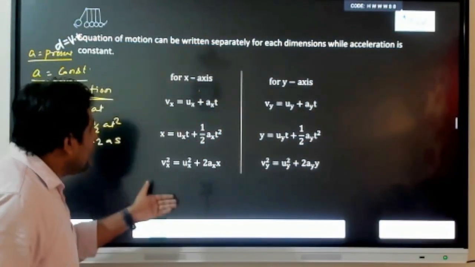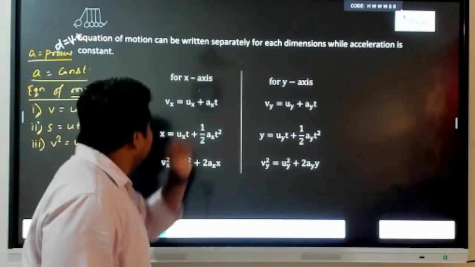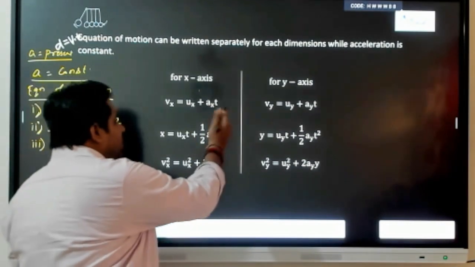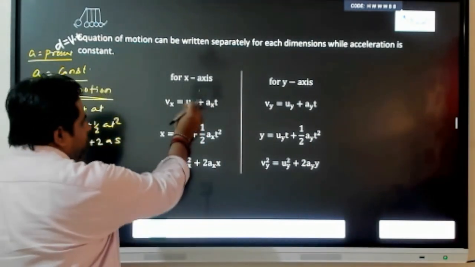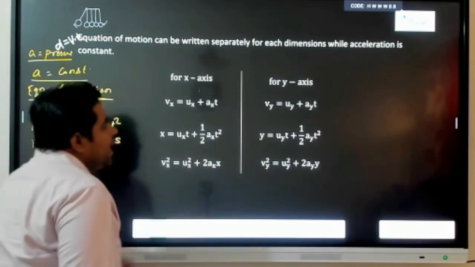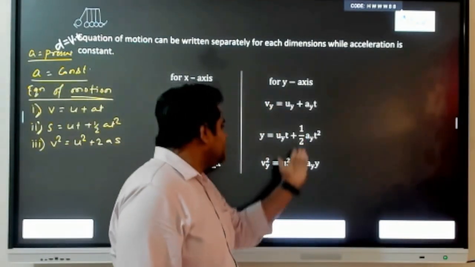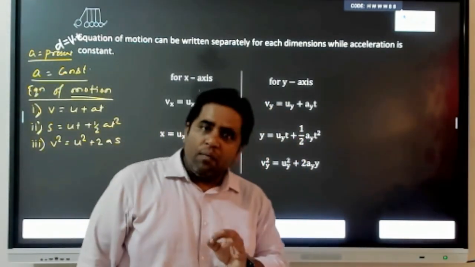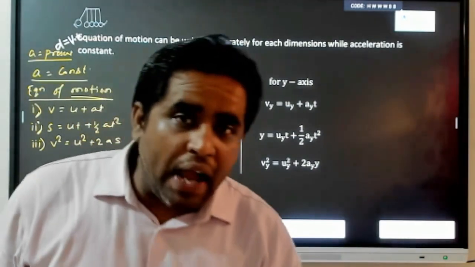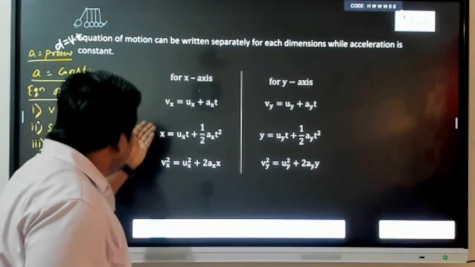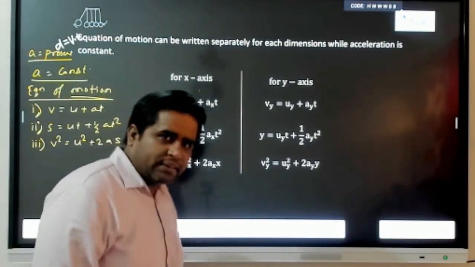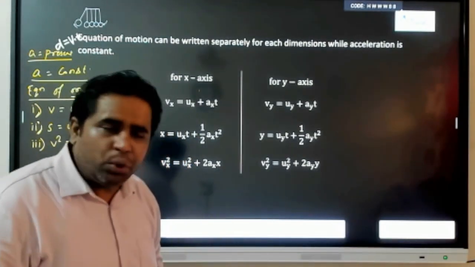So for the x-axis, we are going to write it this way: vx is equal to ux plus ax into t. Similarly, whatever equation I have written, just the suffix x will be written here, and similarly for the y-axis, it will be written in the form of y. Now the matter of fact is: what is ux, what is ax, what is x, what is vx, and all this? That must be very well known to you.